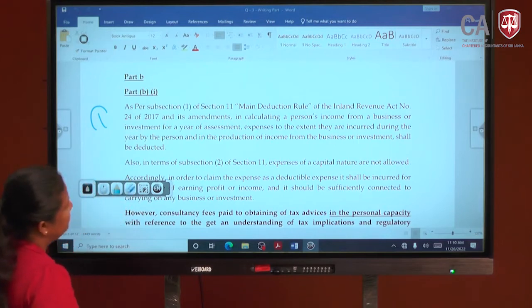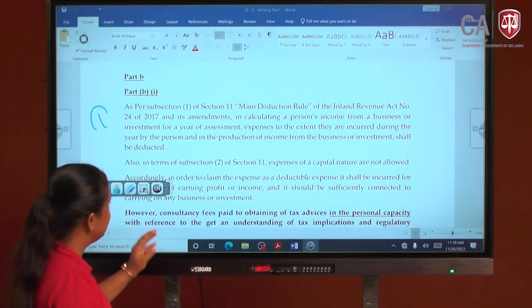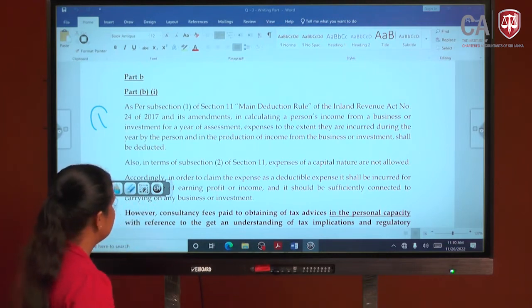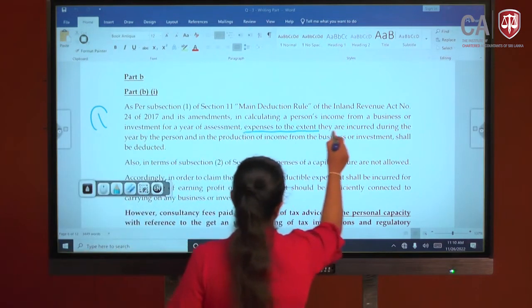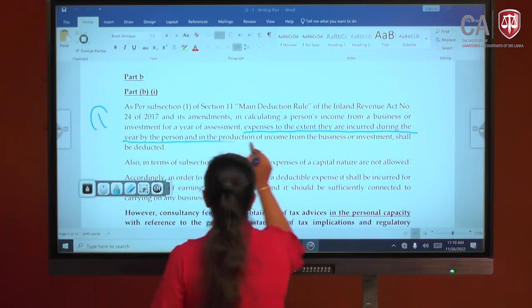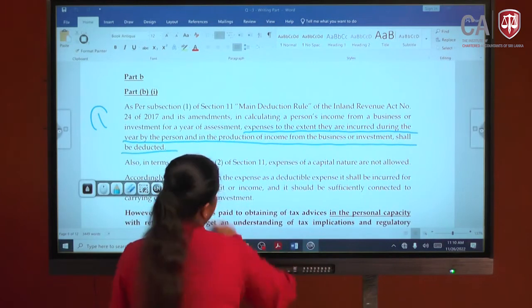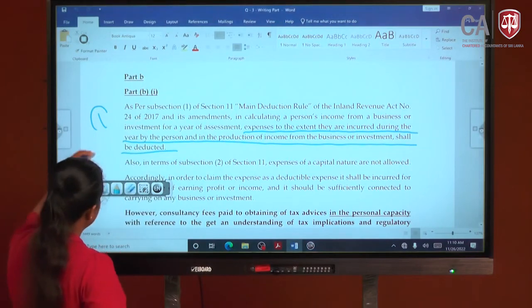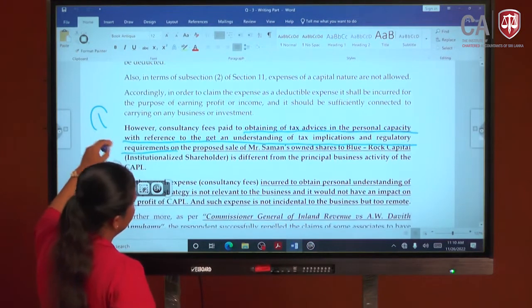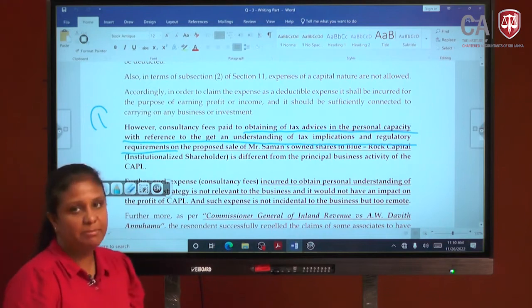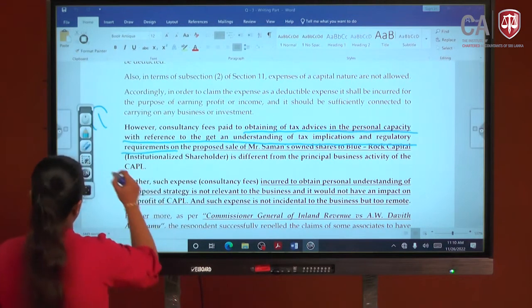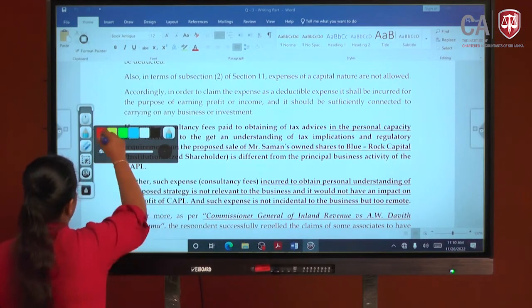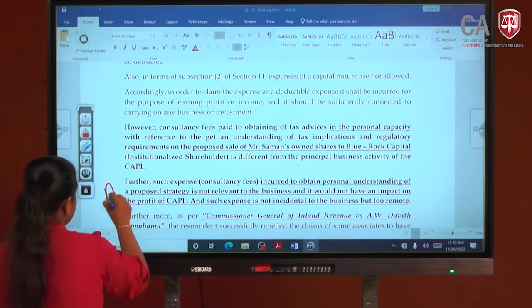as per section 11 subsection 1, the main deduction rule of the Act and its amendment, in calculating a person's income from business or investment, the expenses to the extent they are incurred during the year and for the production of the business or investment shall be deducted. Done. Then also, in terms of section 11 subsection 2, capital nature shall not be deducted. Now I am coming to my major part of the answer, which is the application.